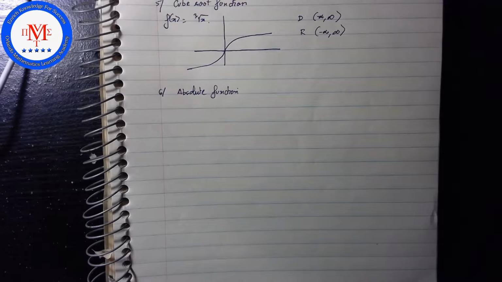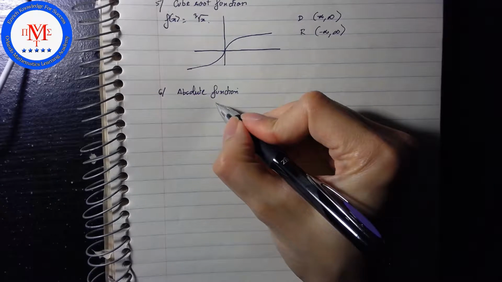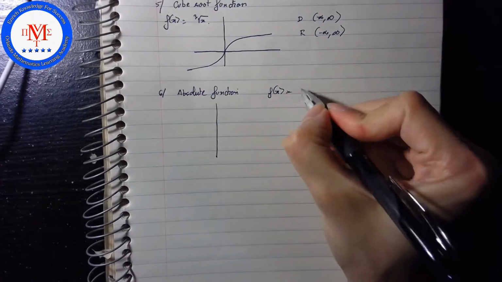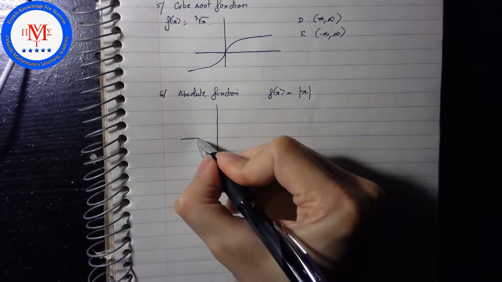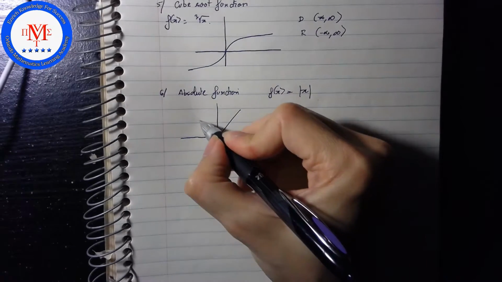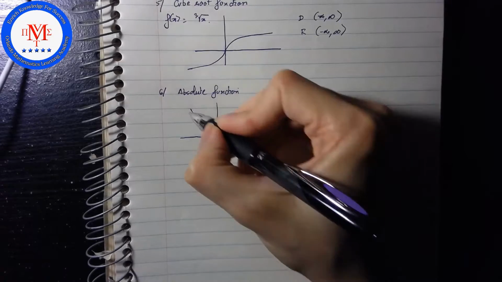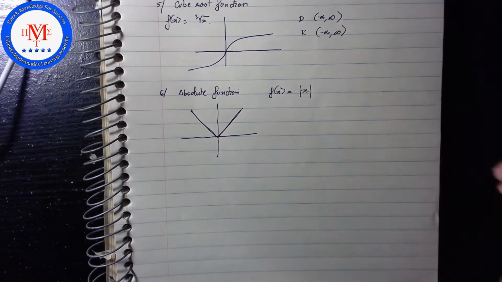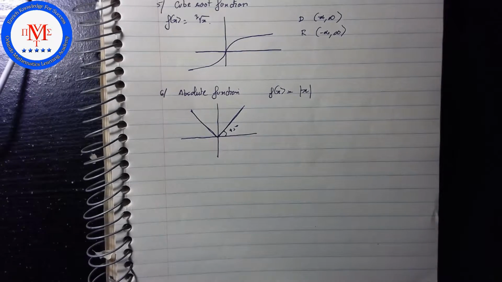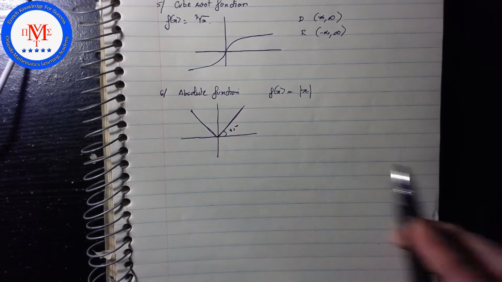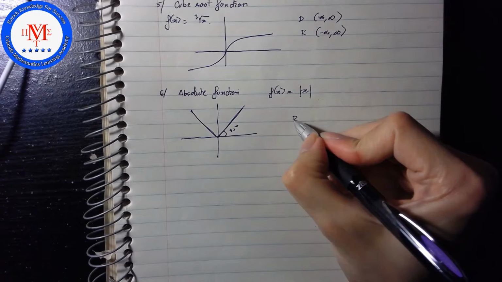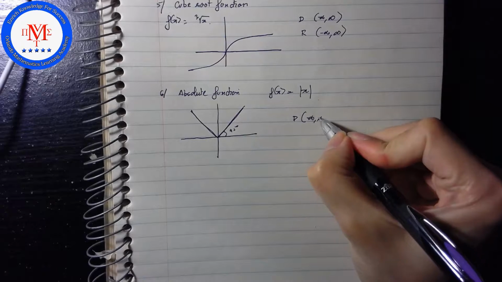And the graph of the absolute function f(x) equals absolute value of x looks like the following. This angle here is 45 degrees. So this is a very basic form of the absolute function, and the domain of this, of course, is negative infinity to positive infinity, and the range is 0 to positive infinity.